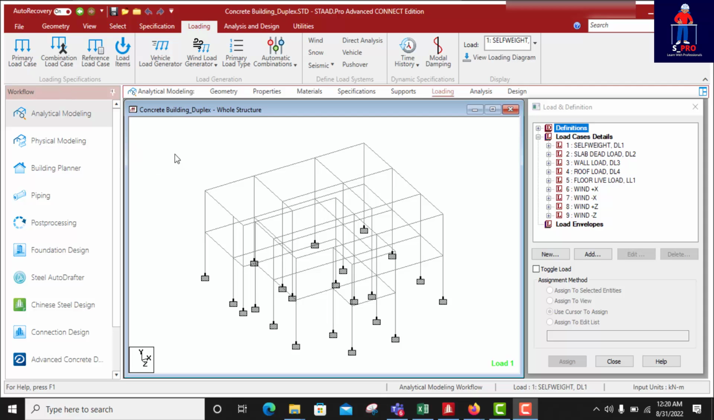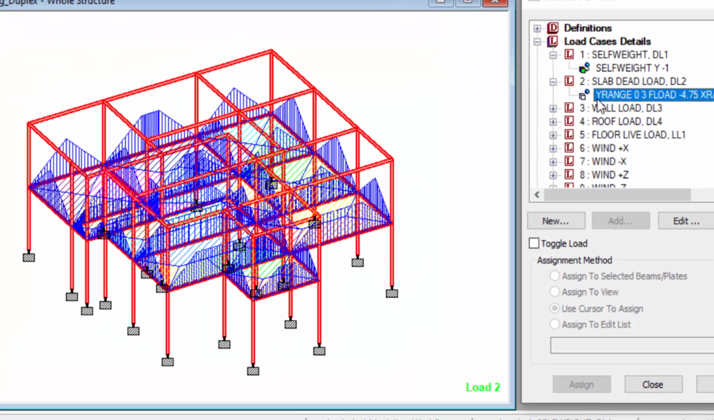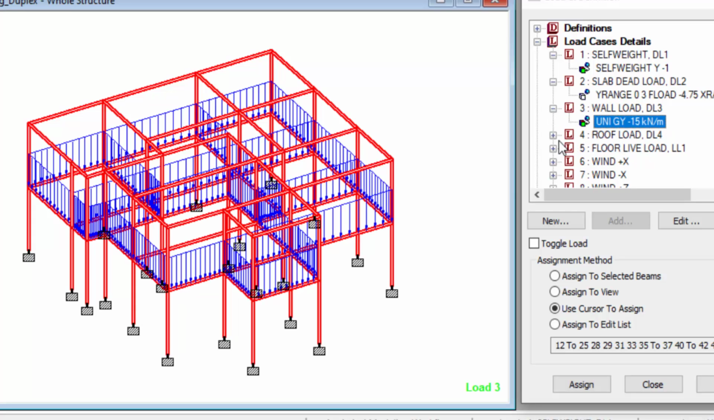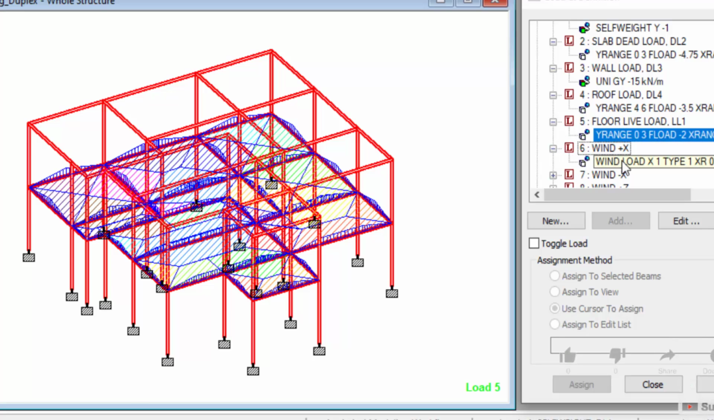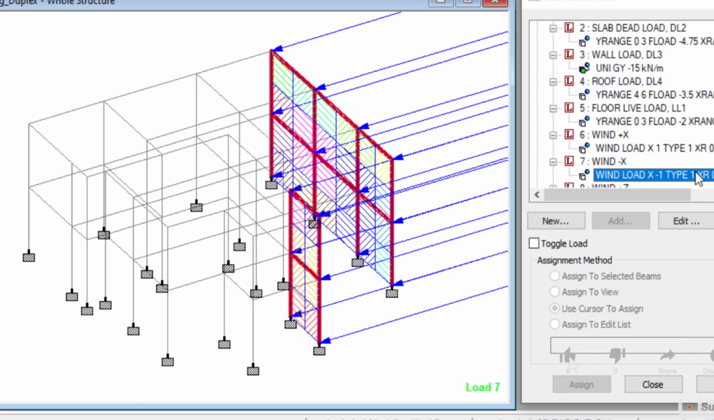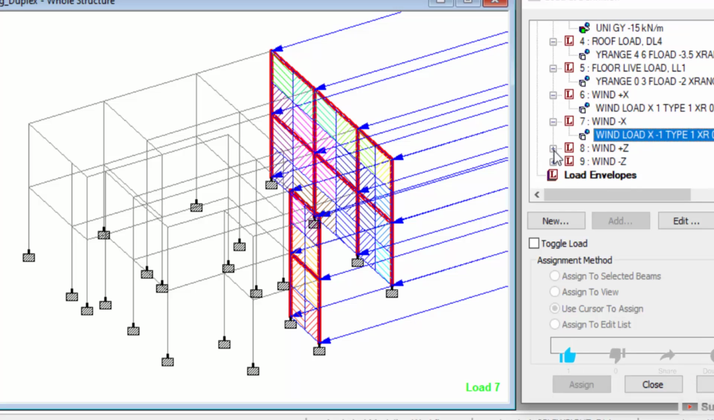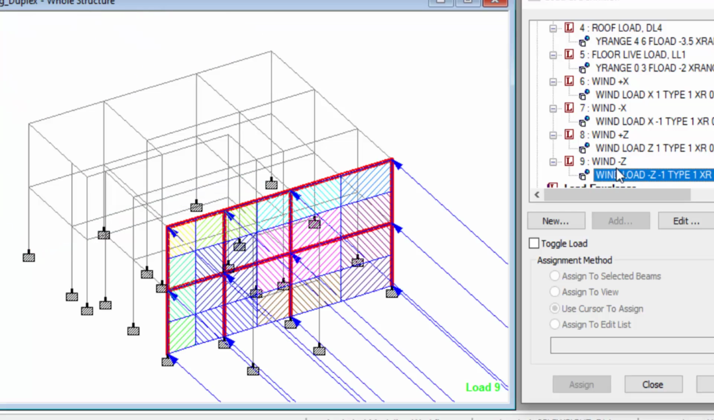In today's class, we'll be doing load combination. In our previous class, we did application of primary loads. As you can see here, we have self-weight applied already. We have slab dead load, wall load, roof dead load, roof live load, and then wind load in different directions. All this we have applied. So today we'll be doing a load combination with respect to Eurocode.